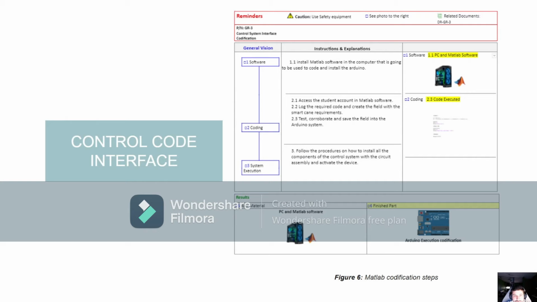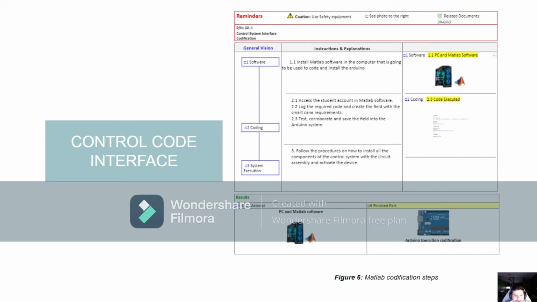The manufacturing process of the coding interface is also described in 3 steps: the software, the coding, and the system execution. On the software, which is the first step, you need to install the MATLAB software on the computer that is going to be used to code and install the Arduino.